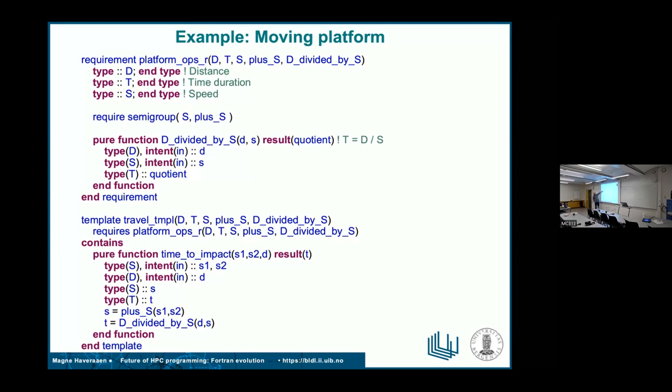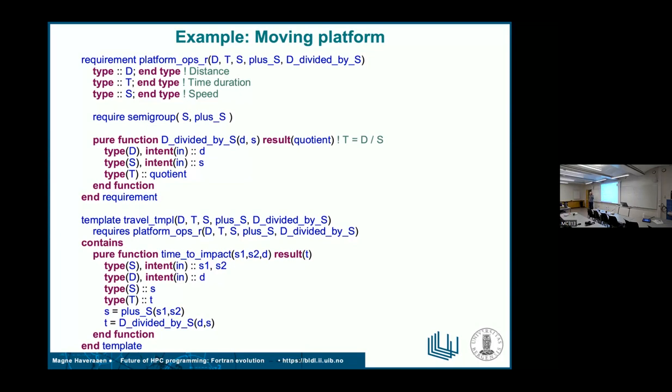So this is the division operation, and then I have my travel template where I add together my relative speed with the moving platform, and then I divide the distance from where I am now to the barrier to figure out how many seconds I have before I need to jump. So this is a different problem. It involves the same things, but it has different algebra, it has different operations to work with. And it tells me to write different solutions.